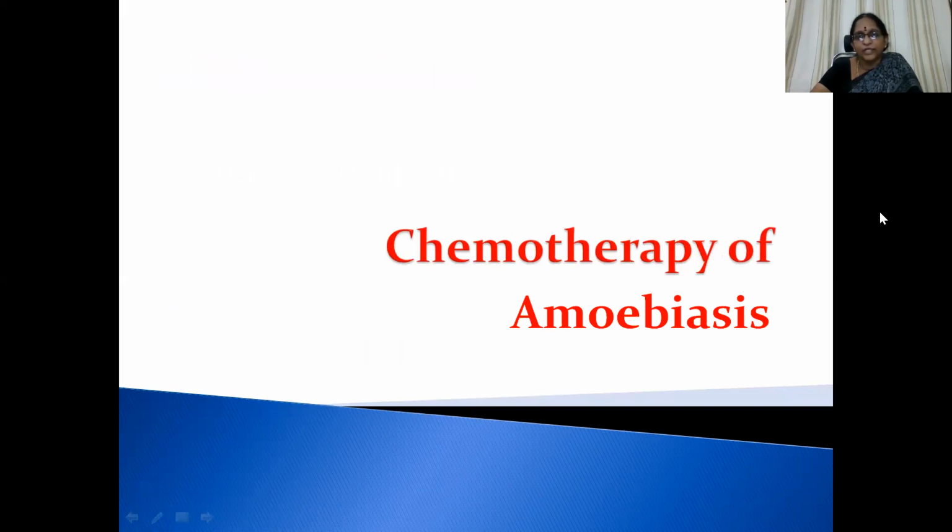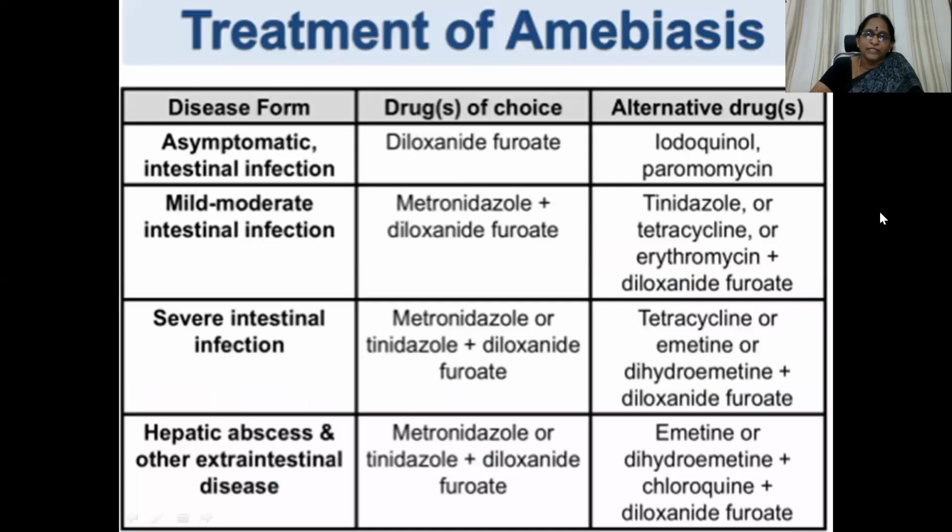Then coming to the chemotherapy of amoebiasis proper, it is about how you exactly manage various types of amoebiasis, having known the various anti-amoebic drugs, various types of amoebiasis, and the classification of all the drugs. So, in a nutshell, treatment of amoebiasis, this is the asymptomatic case.